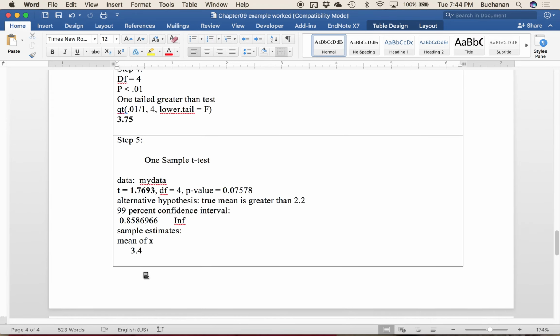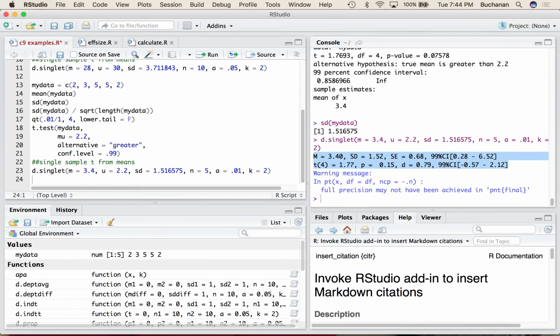So altogether, this code here will be on Blackboard so that you can practice, but that's Chapter 9, which is single sample t-tests using the Nolan and Heinzen steps.